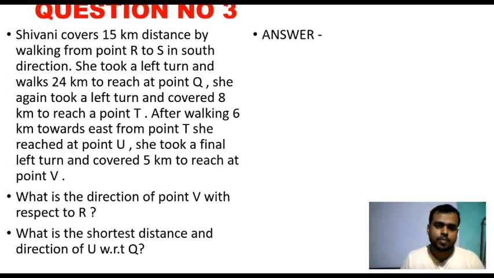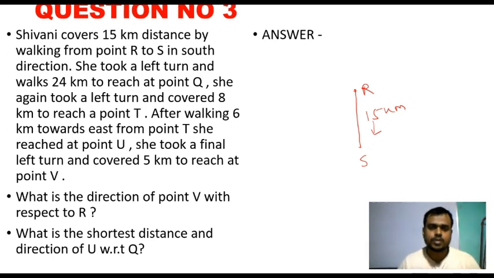Now from point R to S in the south direction. If we consider the point R here, suppose this is point R. Point R to S is in the south direction. That means Shivani moves from point R to S in the south direction at a distance of 15 km. Now this is the 15 km distance.